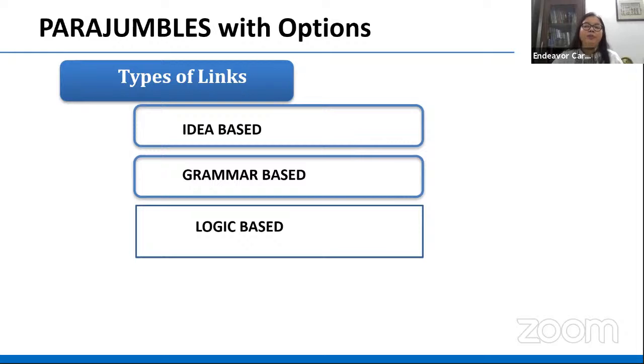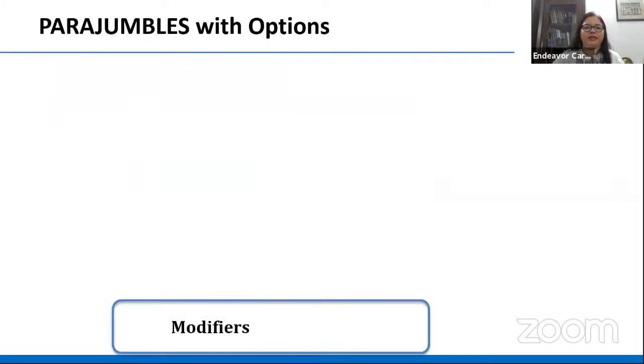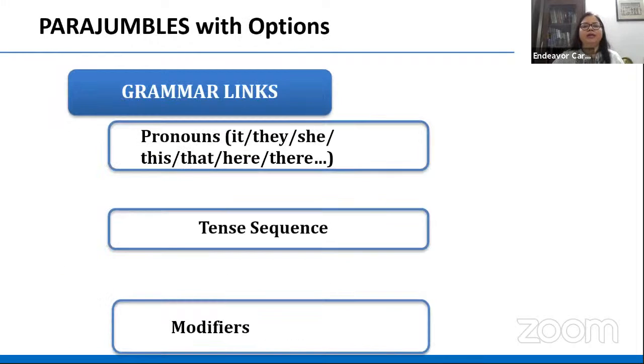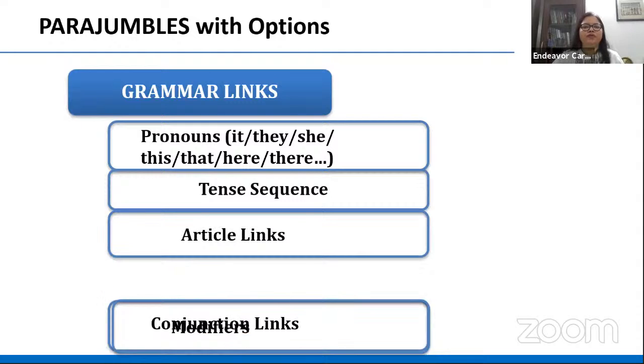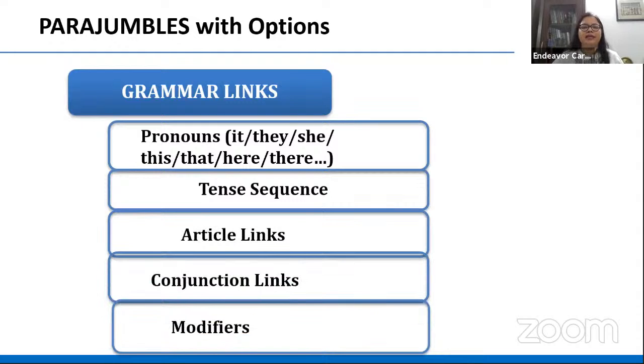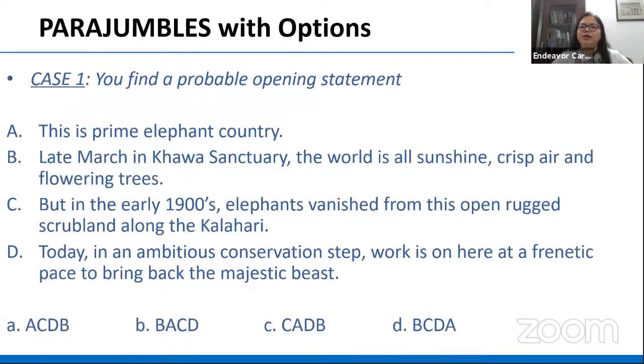Right? Now we're going to look at grammar based links mostly, and also what kind of logic can be tested by CAT. So what are the grammar links that we come across? We have the pronoun links, tense link, article links, yes, definite, indefinite article, conjunction links, modifiers, right? All of these things. That's why we say grammar is so very important. Even if grammar is not directly tested in CAT, grammar has its significance in a lot of other things, okay?